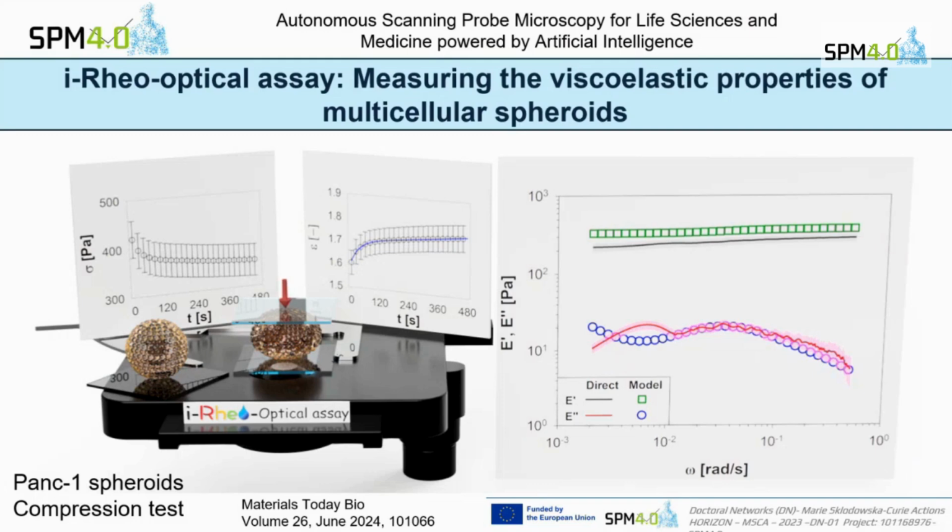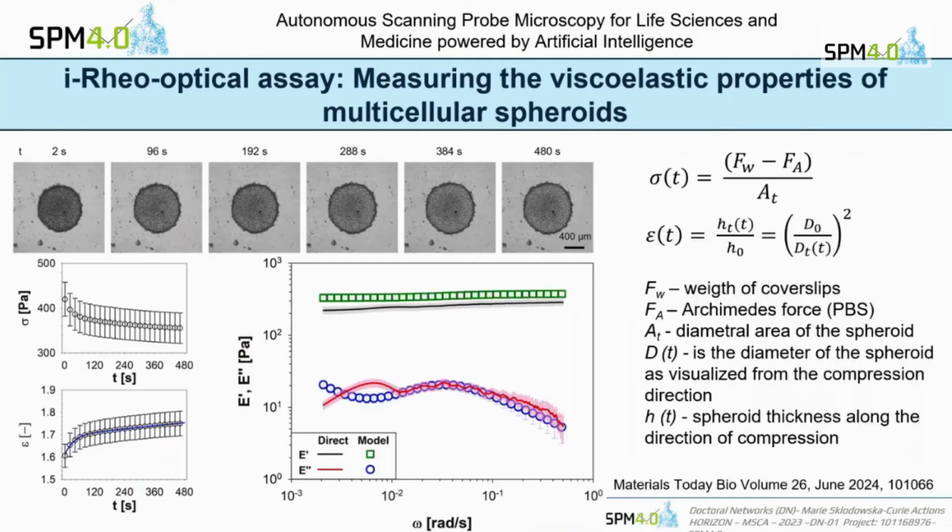Just putting the cell spheroid between glass slides. So more details will be here. And this is just the image of the idea, but this spheroid is suspended in PBS, so it's not just like a dry spheroid. And from the bottom, with the phase contrast microscope, we observe how the spheroid changes shape under the load.